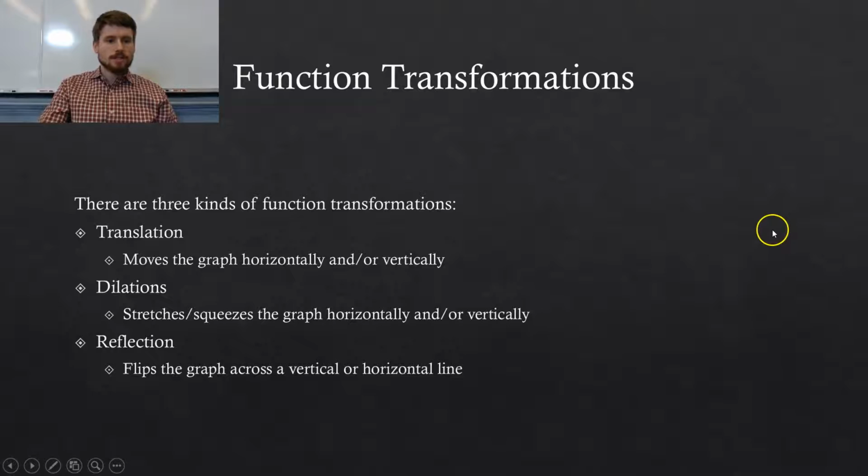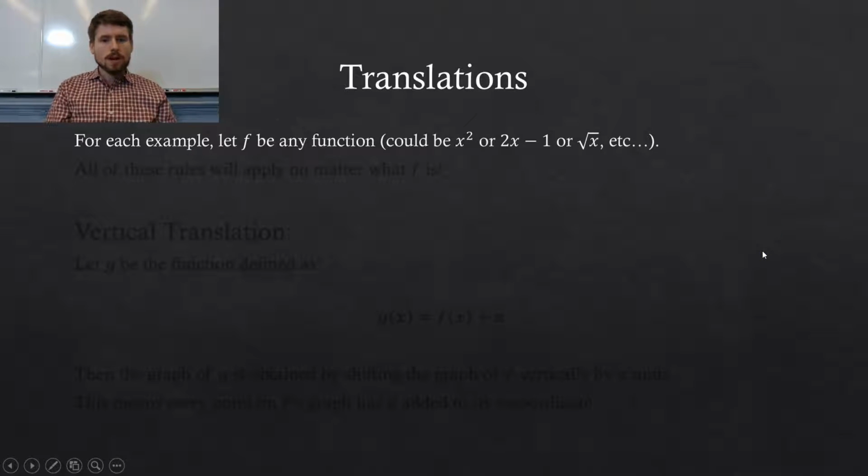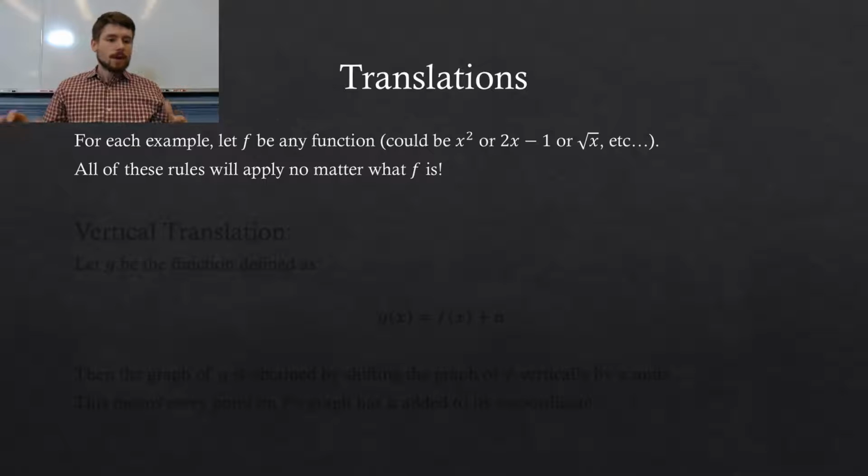Okay, so let's dive into translations. For all of these examples, everything holds no matter what the function is. So f is going to just stand for any function. It could be x squared, it could be a linear function, it could be a cubic, it could be a square root, it could be an exponential. It doesn't matter what the function is. These translation rules always apply to those functions. So that's why we're going to write our rules in terms of a general function f.